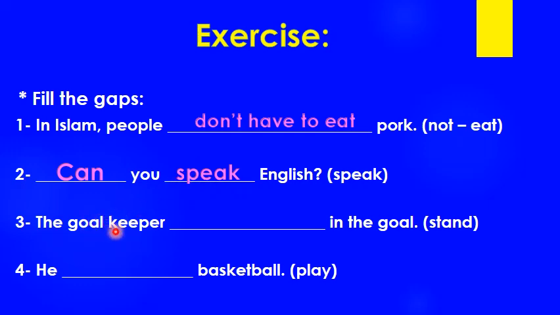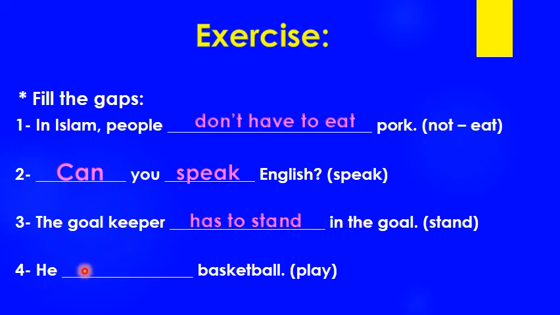Number 3, the goalkeeper blank in the goal. Stand معناه يقف. So here I'm talking about something necessary or obligatory. إذا هنا أتحدث عن شيء إجباري ومهم. That the goalkeeper has to stand. So because the goalkeeper is singular, we add has to. Stand in the goal. إذا حارس المرمى يجب عليه أن يقف عند الهدف.